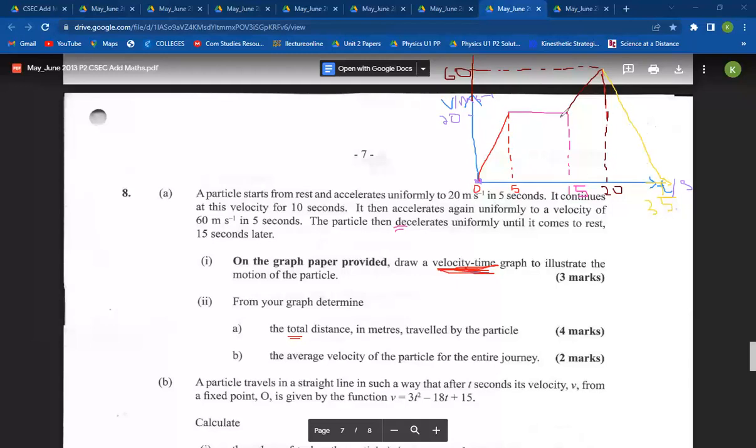Let's see. Can you try this for me? Can you try to find the total distance and let me know what your answer is? Just find the area of each of these shapes. So the triangle, the rectangle, the trapezium, and then this other triangle. Add them and tell me what your answer is.